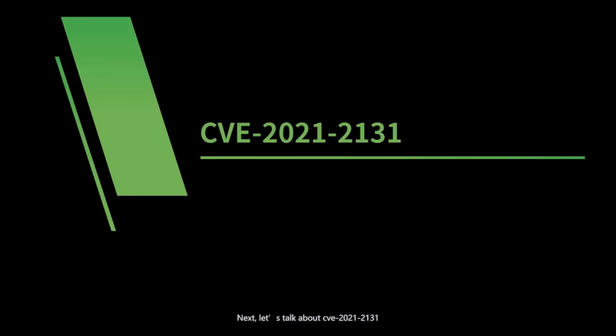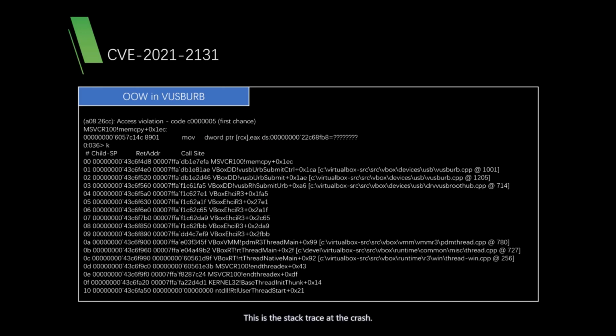Next, let's talk about CVE-2021-2131. This is the stack trace at the crash. As shown in the figure, this is an OOW of URB core. It is caused by URB core's incorrect check of the data length. We are using the EHCI controller here.